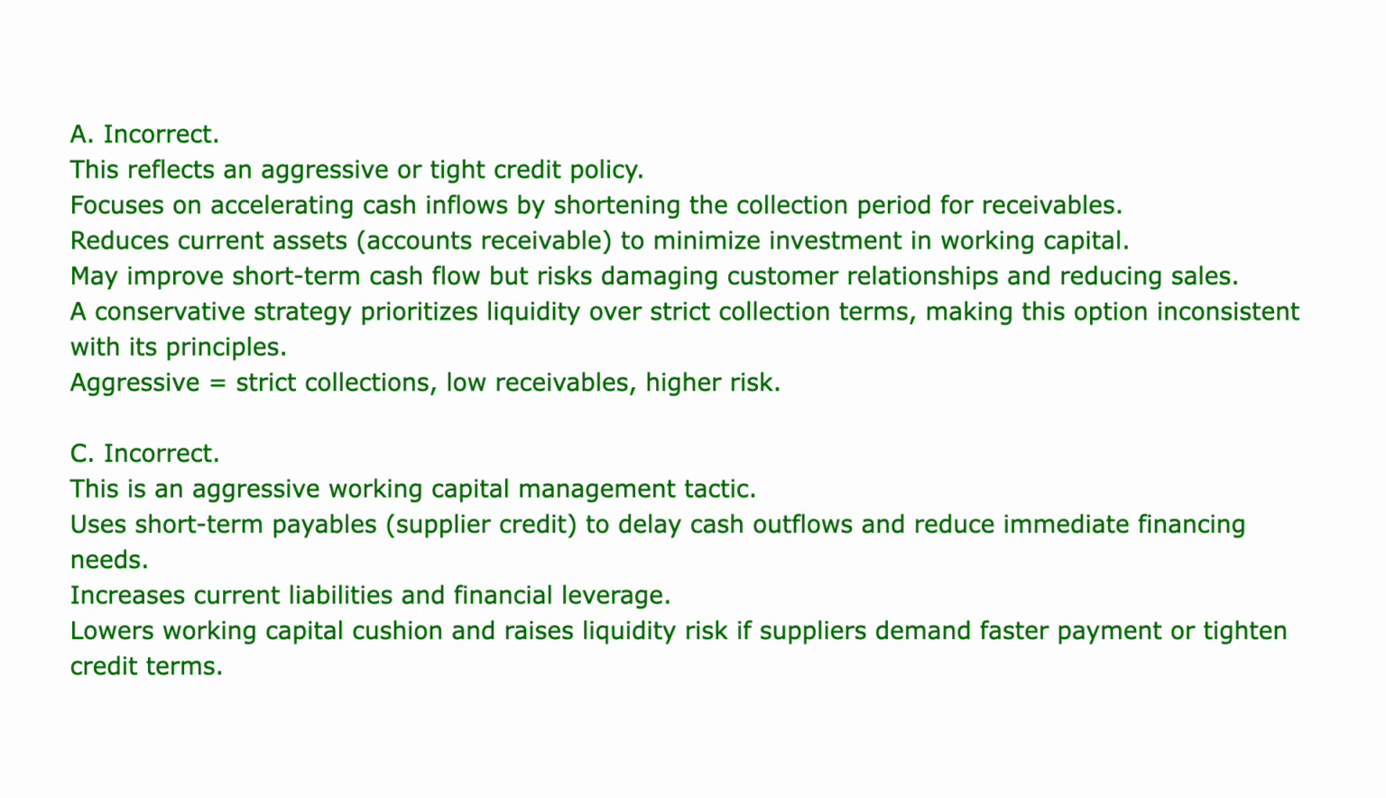Minimizing accounts receivable, Option A, is an aggressive tactic. A conservative strategy involves holding more receivables and inventory relative to sales than an aggressive one, providing greater flexibility during market disruptions.